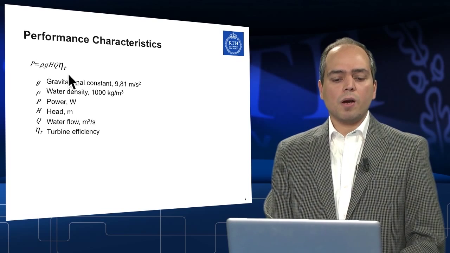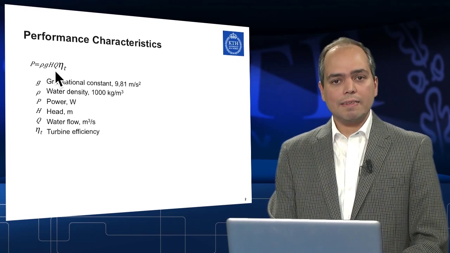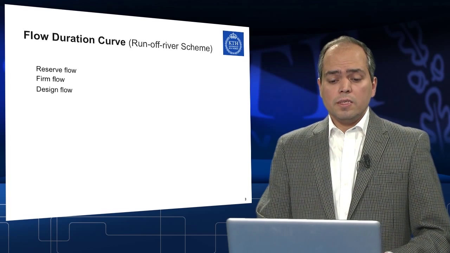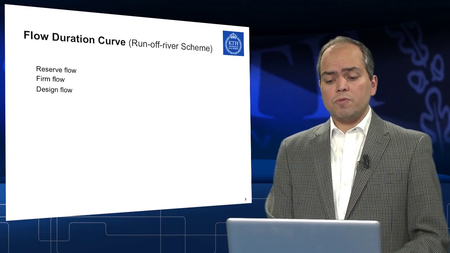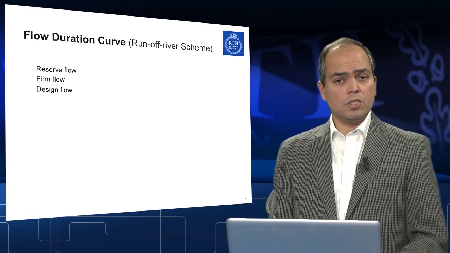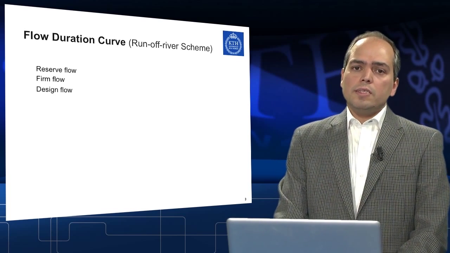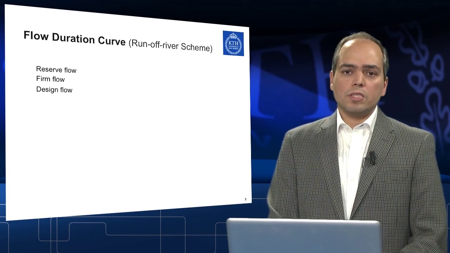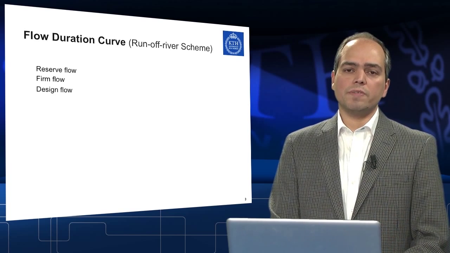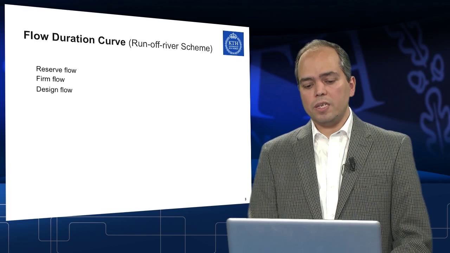So the only two remaining parameters are H, which is the available head, and Q, which is the available flow. These two parameters play the main role in available power. The flow duration curve, which is for run-of-river schemes, you've seen before in the lectures by Dr. Brijesh. So you already know the definitions of reserve flow, firm flow, and design flow. This is mainly for run-of-river schemes that are dependent on the flow. There is no storage or very limited storage of water available for run-of-river schemes, as we also discussed in an earlier series of this lecture.